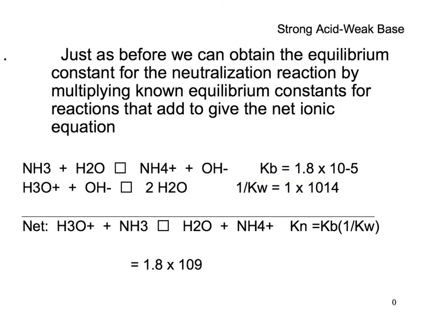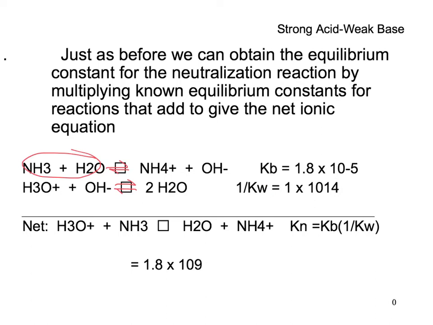So just the same way as we did previously, there are two things that are occurring in this reaction. Your ammonia is going to abstract the proton from the water. That's one reaction to generate the hydroxide and ammonium. The other reaction that's occurring is the neutralization of that hydroxide that gets generated. So two reactions that are occurring are hydrolysis of the weak base and then the neutralization.